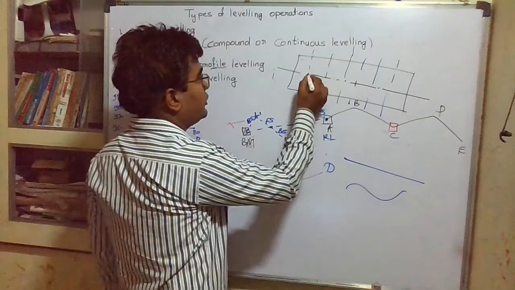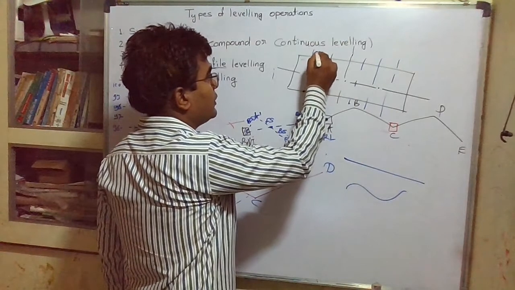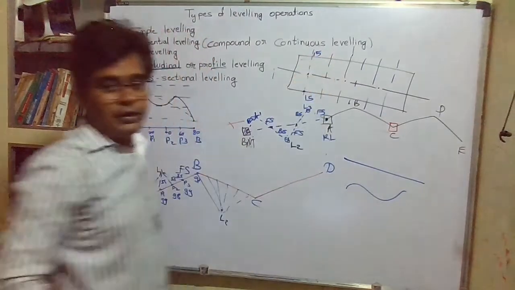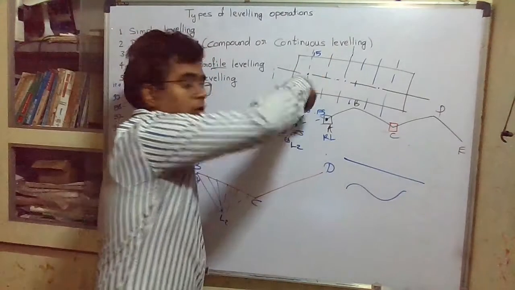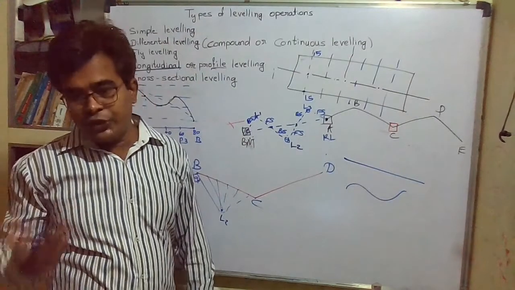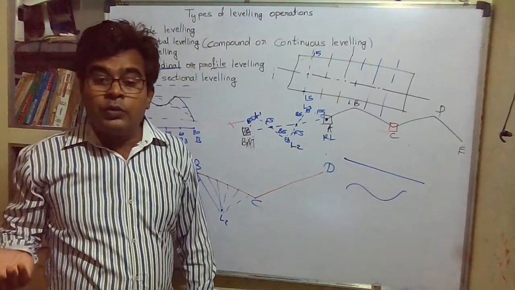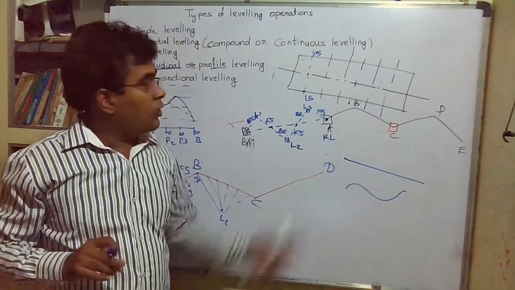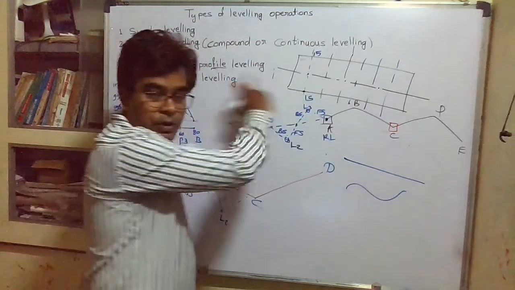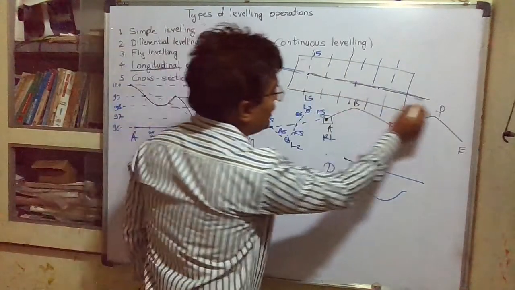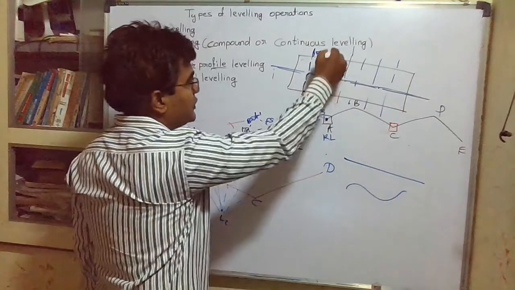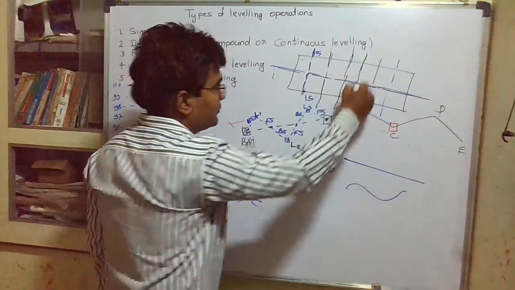Suppose this point is at a distance of 15 meter from the center line, and this one is 15 meter from the center line. Then will this 30-meter path be in the same profile? No, there will also be a change in profile. So we need to know the profile of the ground along this cross section also. This is the longitudinal section, and perpendicular to it there is a cross section. These are different cross sections.